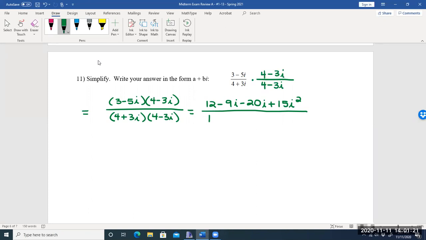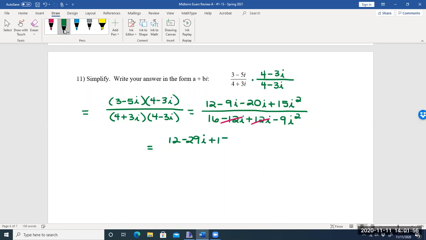In the denominator, we've got 16 minus 12i plus 12i minus 9i squared. In the denominator, the two middle terms cancel, and that's always going to happen with conjugates. So we get rid of those middle terms. Let's see, in the numerator, let me go ahead and combine the middle terms. I can make that a negative 29i.